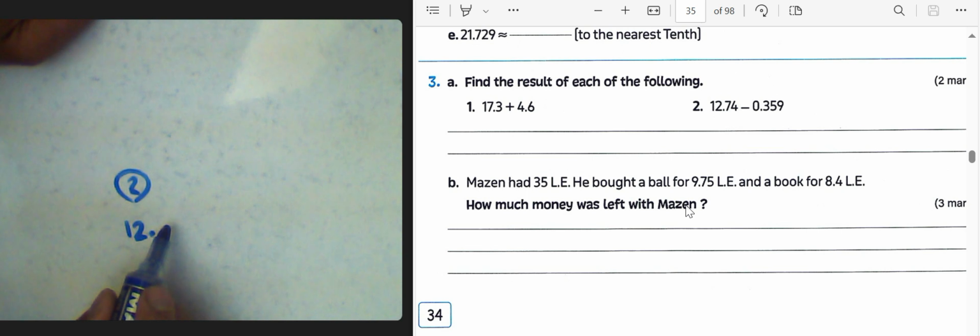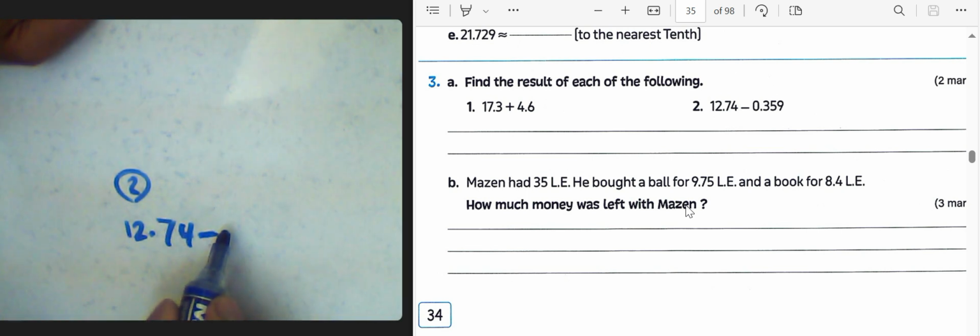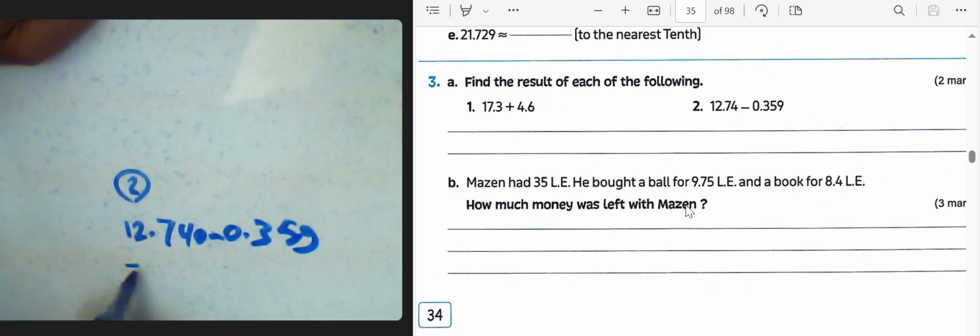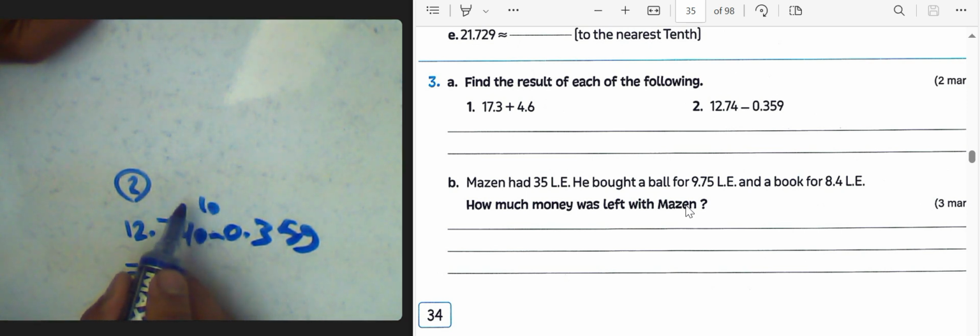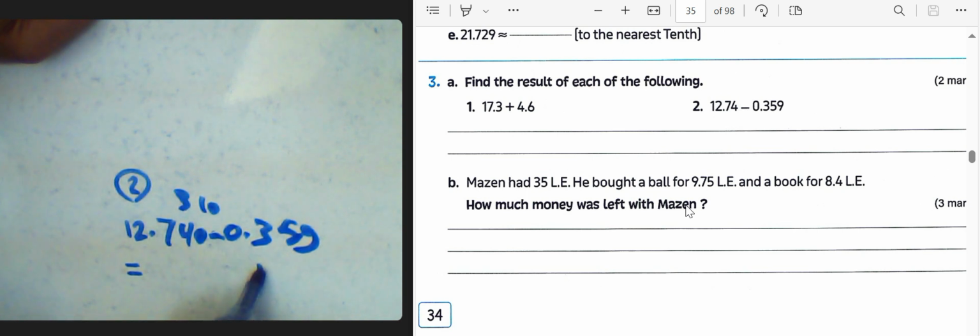Question number 2, we have 12 and 74 hundredths subtracted by 0.35 and 9. Equal parts, okay? 0 minus 9, we can't do it. Put 1, 10 minus 9, 1, and 3 minus 5, we can't do it. 13 minus 5 equals 8, and 6 minus 3 equals 3. 12 minus 0 equals 12.